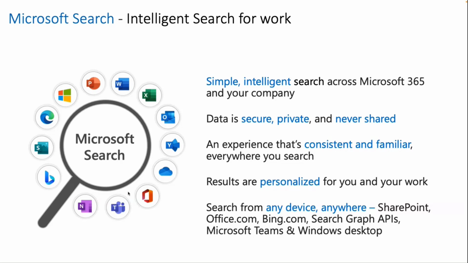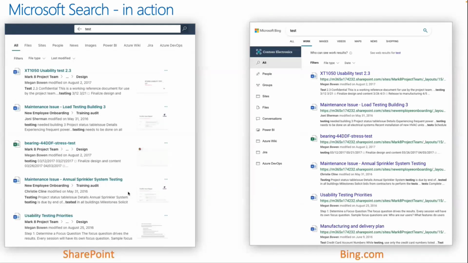Microsoft Search is also available on any device, anywhere. You can search in SharePoint, Office.com, Bing. We have Graph APIs available. It's also available in Teams and Windows Desktop. Just to show you a snippet, if I go to SharePoint, I can search using Microsoft Search. And on the right side, if you go to bing.com and sign in with my corporate credentials, I can search my work content under the work tab. That's another experience which Microsoft Search provides.